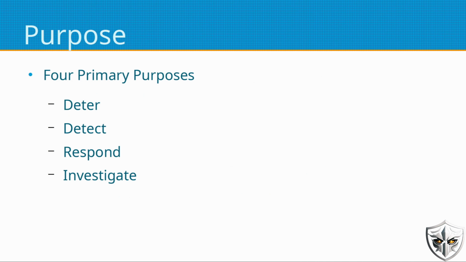So the primary purposes here, the four primary purposes, are to deter, detect, respond, and investigate. And you'll remember deter, detect, and respond from the 5Ds that we've talked about in some other videos. Investigate is the fourth one, and that's the after incident actions that we take.